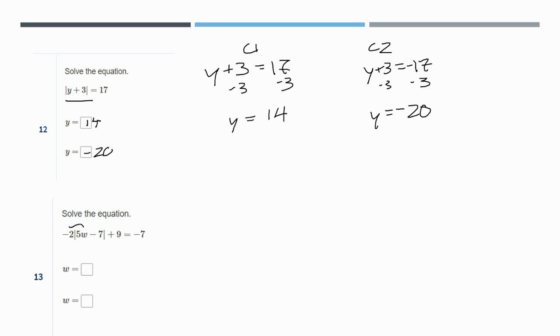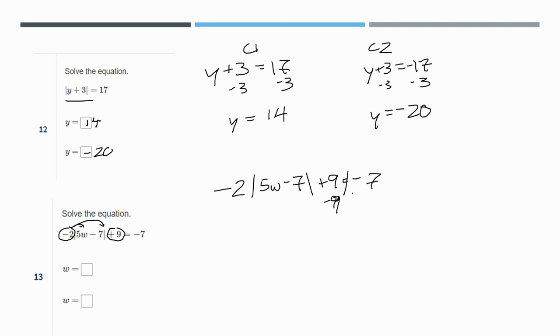Right, on this one, do not distribute. I know that's what we were just doing, but first we want to isolate. Remember, that means removing these extra things from the side that the absolute value sign is on. Let me go ahead and work on that over here. All right, first I'm going to remove the 9 because that's the outside in idea. This 2 is grouped with the 5w minus 7. So I'm going to go ahead and remove the 9 first.